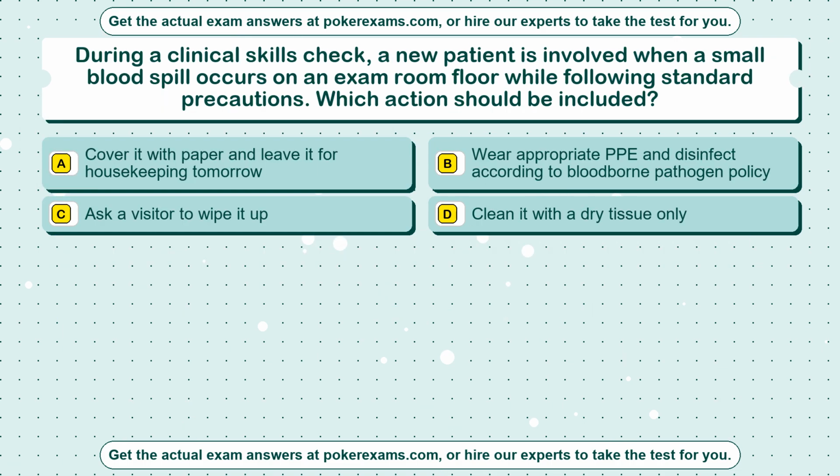Question 14. During a clinical skills check, a new patient is involved when a small blood spill occurs on an exam room floor while following standard precautions.